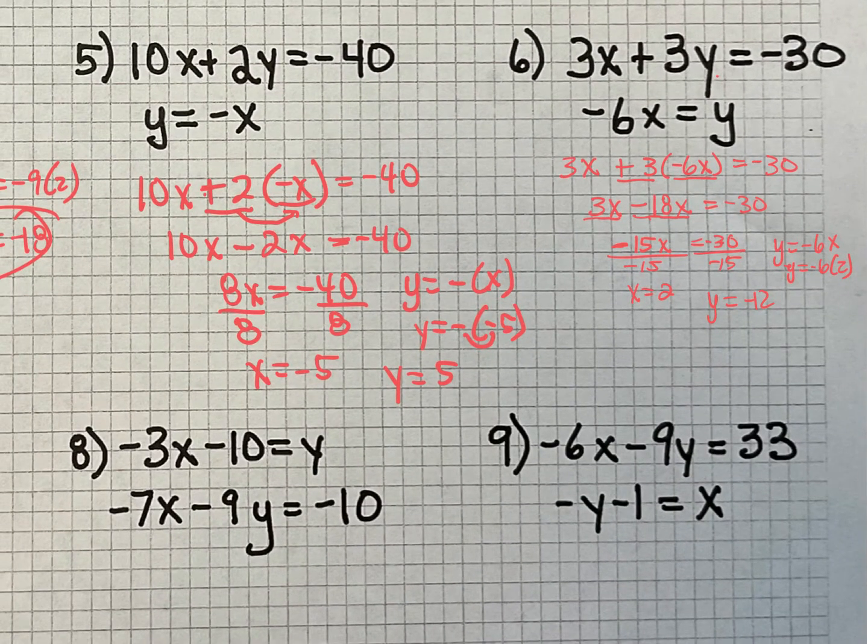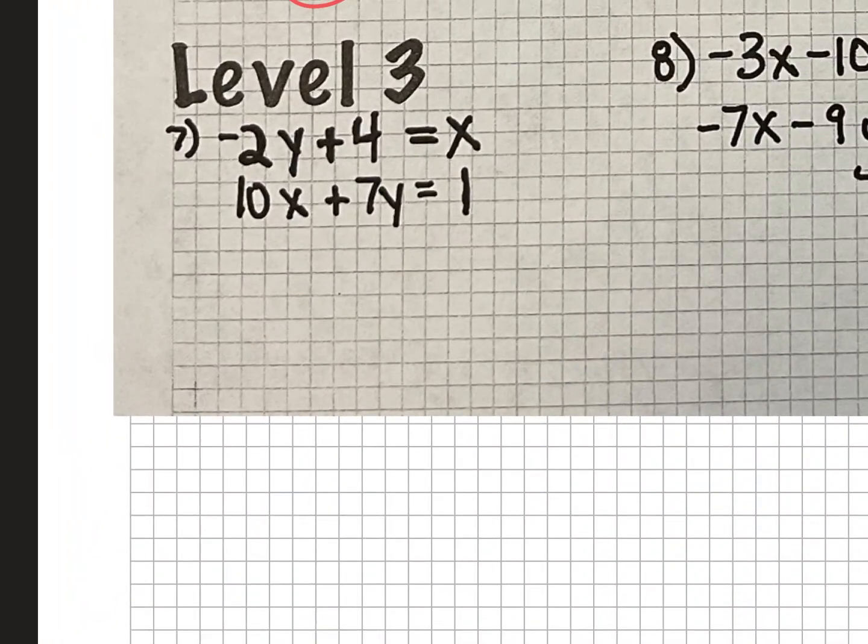Okay, number 7, getting a little harder. Number 7, if x is equal to negative 2y plus 4, then I can take x out and turn it into negative 2y plus 4. But I got to put it in parentheses, and I'm going to end up multiplying that by 10 plus 7y equals 1. So positive 10 times negative 2y is negative 20y. Positive 10 times 4 is plus 40. Plus 7y equals 1.